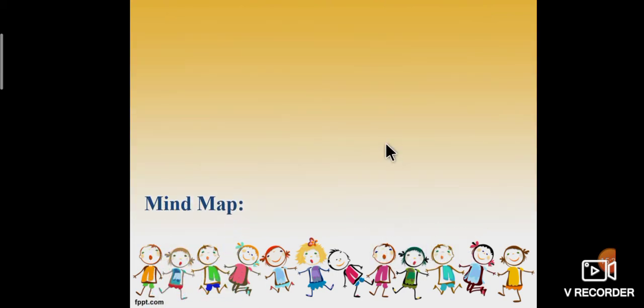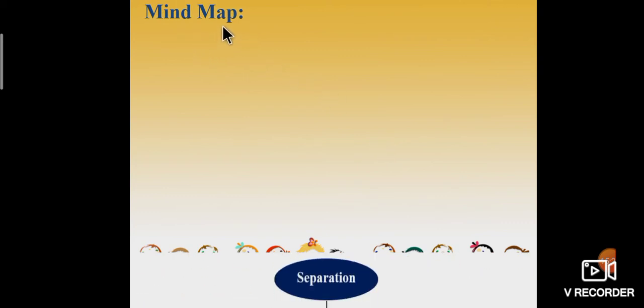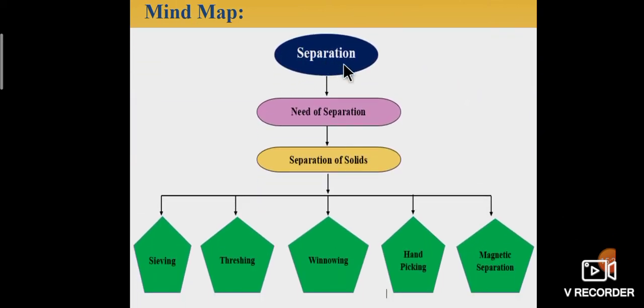Okay, let's recollect today's portion from the mind map. First, what is separation? It is a process by which the components of a mixture are isolated and removed from each other to get a pure substance. Next, we will see the need of separation. Yes, to remove harmful impurities or harmful components from a mixture, a useful component has to be separated from other components and the substance has to be obtained in highly pure form.